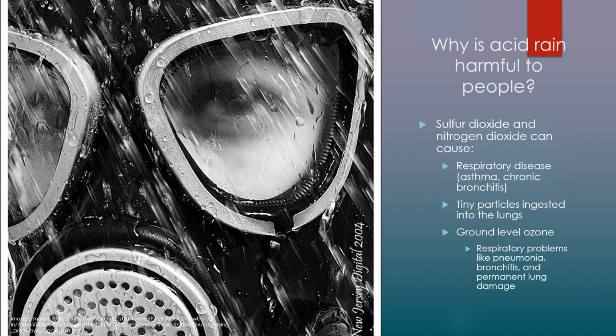Air pollution like sulfur dioxide and nitrogen oxides can cause respiratory diseases, or even make them worse. Asthma and chronic bronchitis make it hard for people to breathe. The pollution that causes acid rain can also create tiny particles, and when people breathe these particles into their lungs, it can cause health problems or make existing health problems worse. Also, nitrogen oxide causes ground level ozone. Ground level ozone causes respiratory problems like pneumonia and bronchitis and can even cause permanent lung damage.